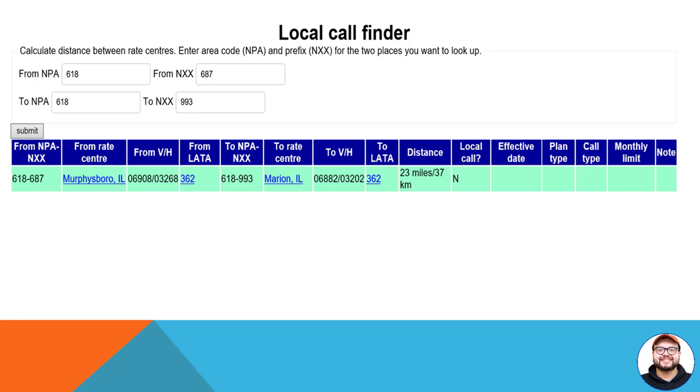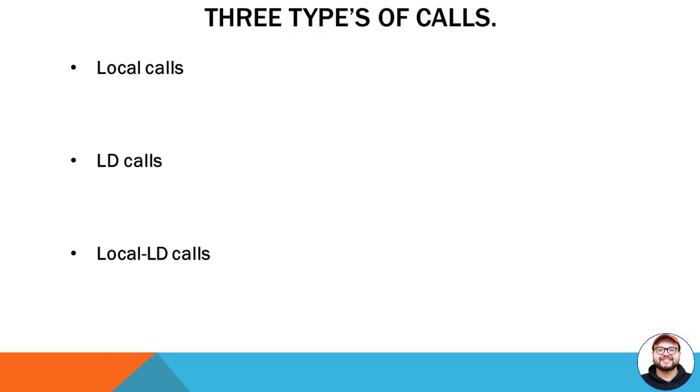Now you may be wondering what exactly is a local long distance call. All it is, is just another type of call that I mentioned in the previous slide. So we have local calls, long distance calls, and local long distance calls. I know we just went over what a local call is. It's pretty simple, it's pretty straightforward. So we're going to move on to what a long distance call and a local long distance call is.